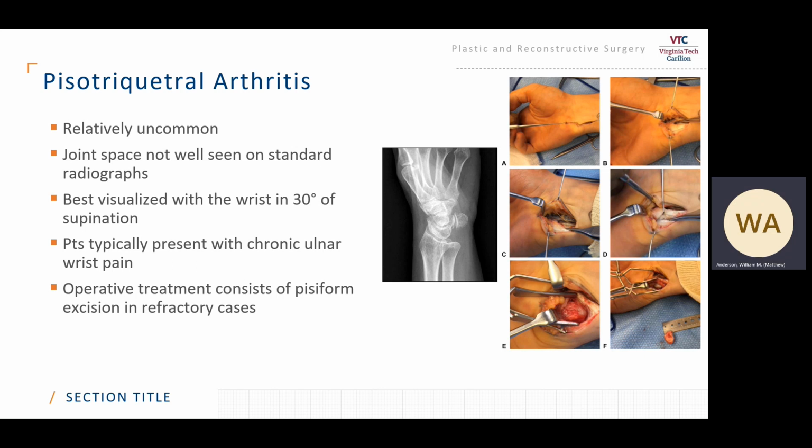These patients typically present with chronic ulnar wrist pain, and then operative treatment consists of pisiform excision in cases that are refractory to non-operative management.